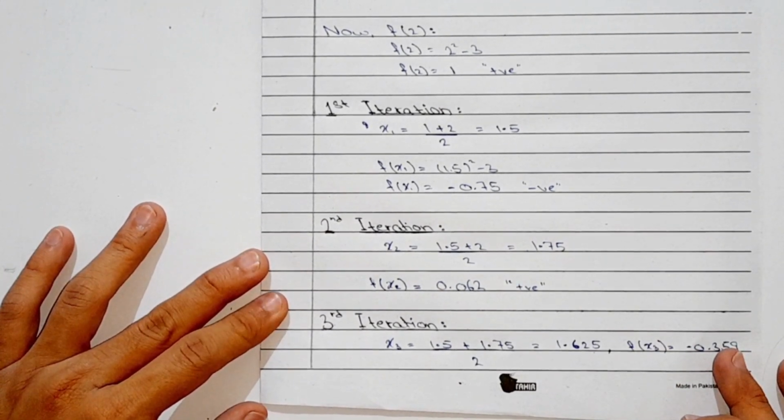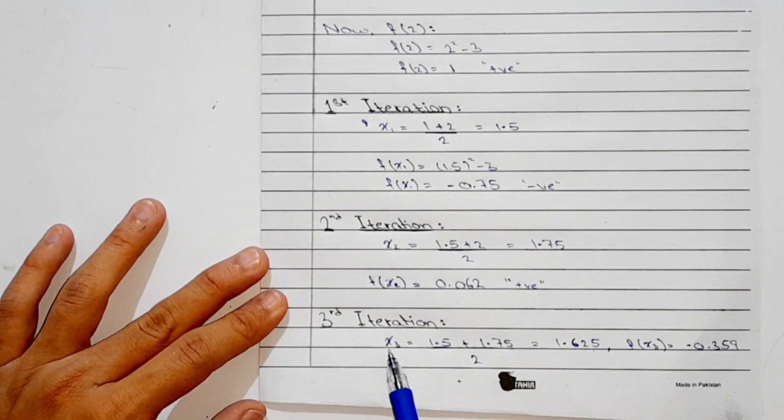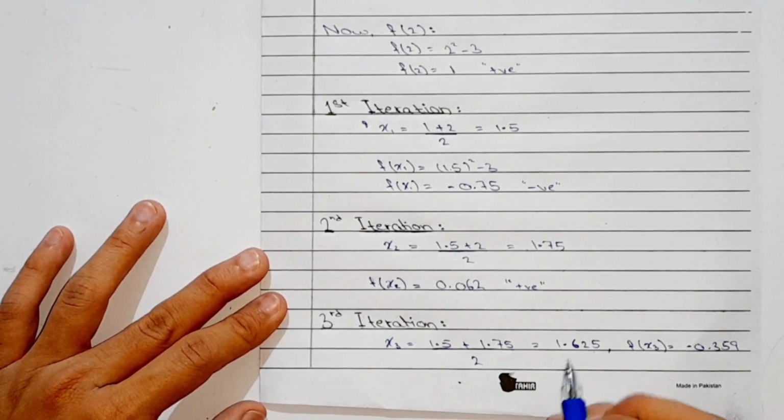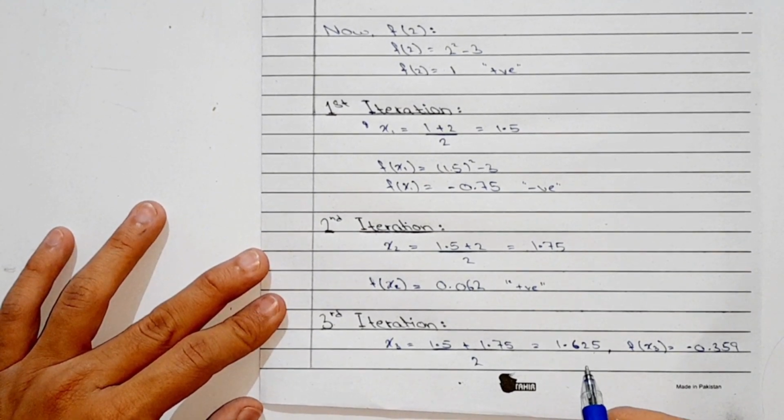Now, how will we know that we have found the root? For example, if in the fourth iteration we get the value of x4 the same as the value of x3, which is 1.625, then we know for certain that we have found the root.